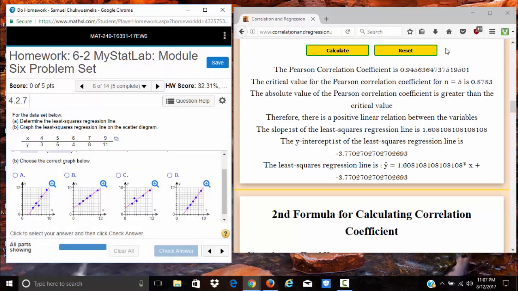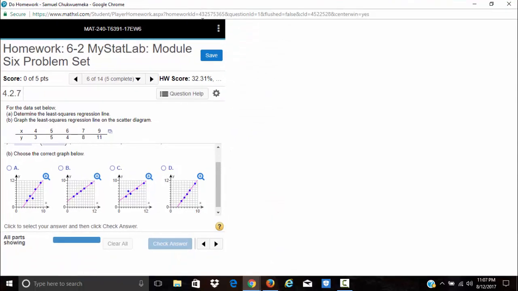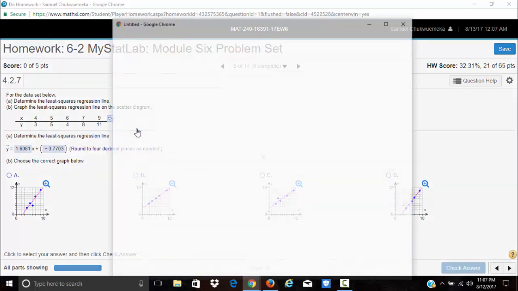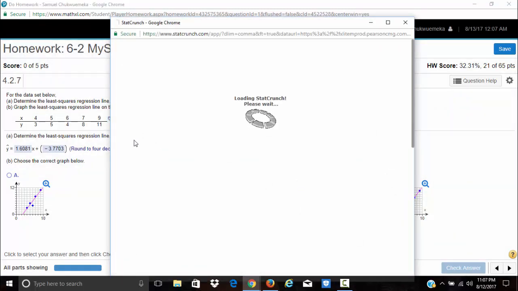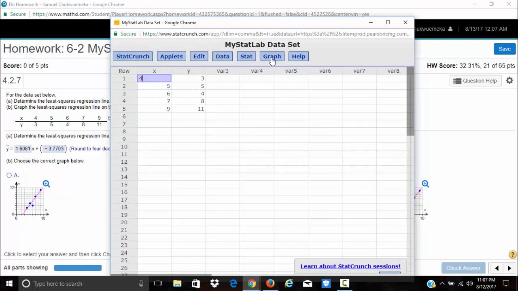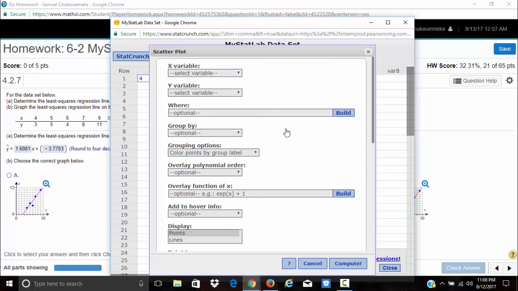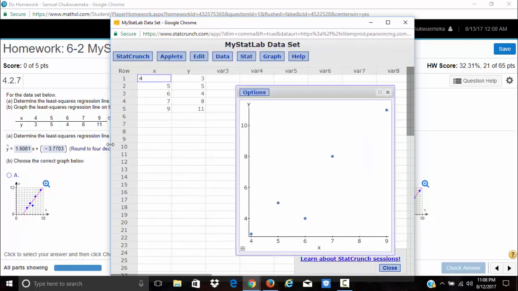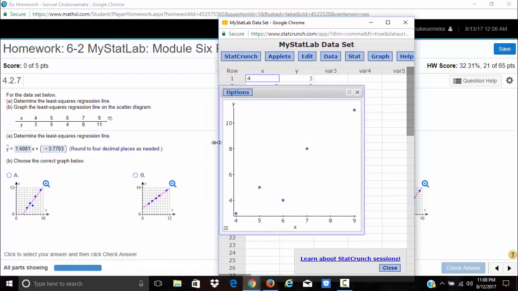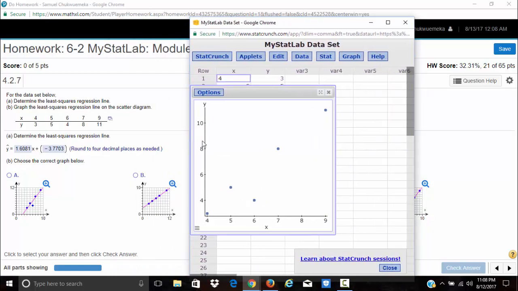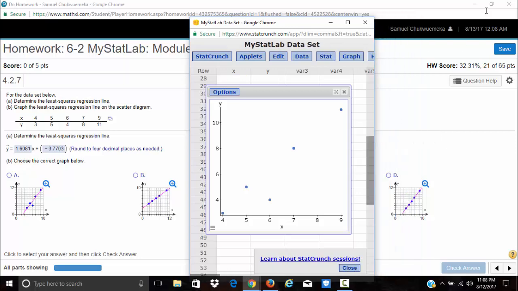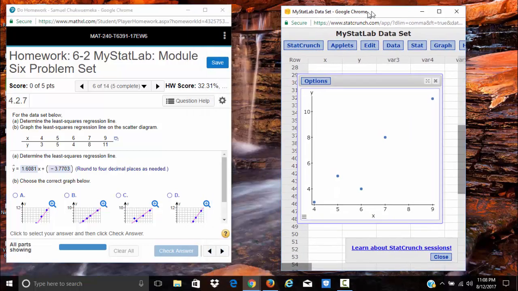Now they want us to draw this scatter diagram. So let's go ahead, click on this, open in StatCrunch. Graph, Scatterplot. For X, select your X variable; the Y variable is your Y. Compute. So let's see which one resembles that, what we can eliminate.